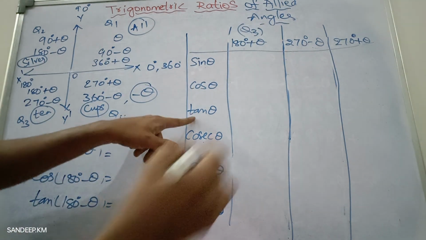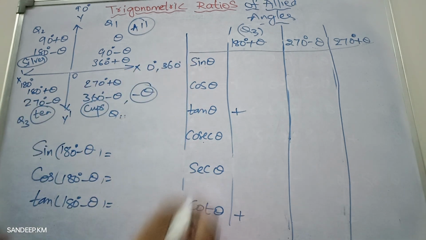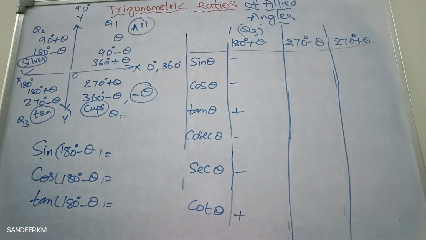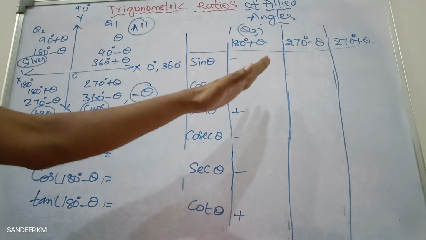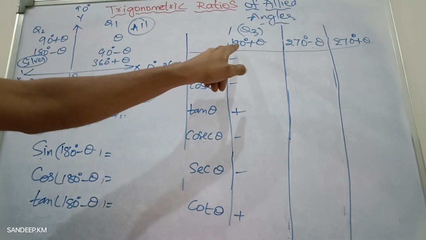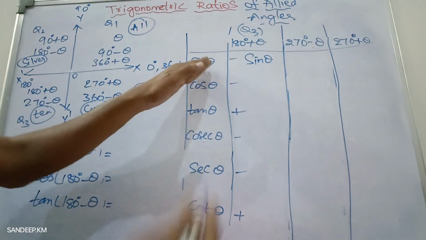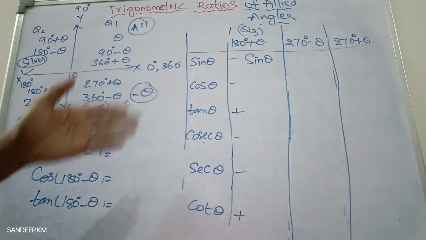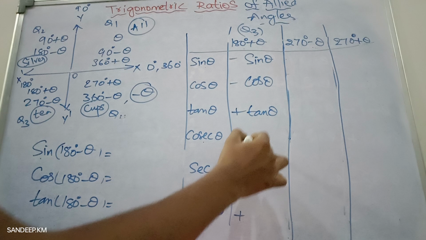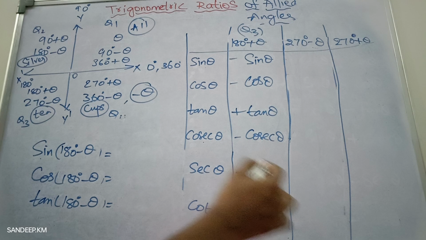In the third quadrant, tan theta is positive and cot theta is positive, and the remaining four trigonometric ratios are negative. Next, do we have a change or no change? Let us see. 180 is an even multiple of 90, so there is no change. Sin remains sin theta, cos theta remains cos theta, tan theta remains tan theta, cosec theta remains cosec theta, sec remains sec, and cot remains cot.